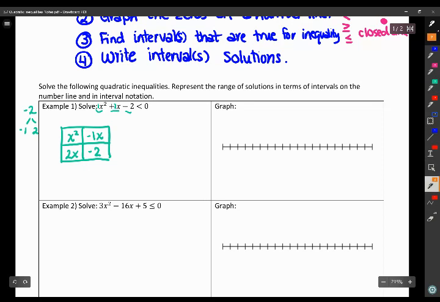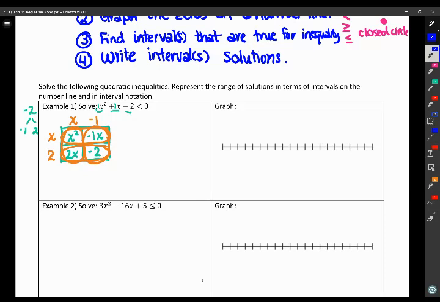When I look at this one, I look at what's the greatest common factor out of this row. They both have an x. I look at the last row and ask, what goes into 2 and -2? What's the greatest common factor? That would be 2. Look at the first column: what goes into x squared and 2x? x. Look at the second column: what divides evenly into -1 and -2? It would be -1.